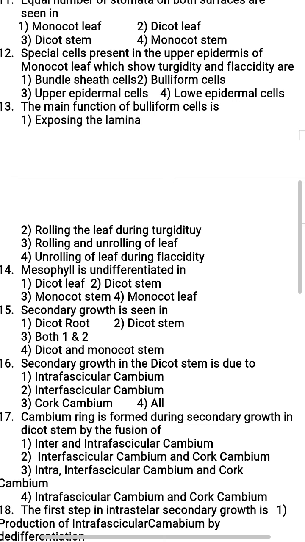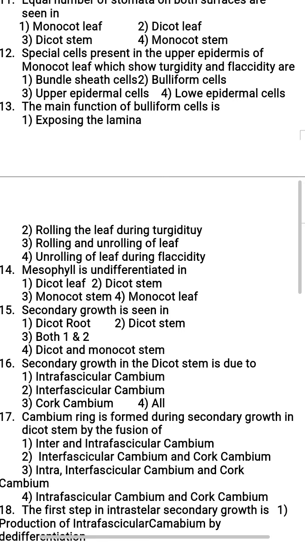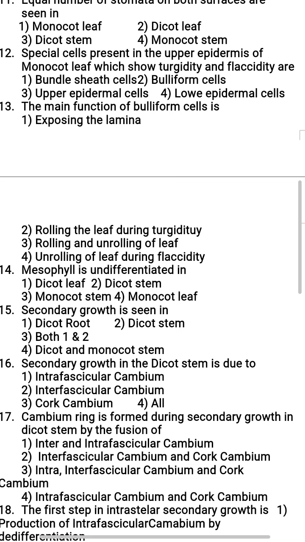Mesophyll is undifferentiated in option 1 dicot leaf, 2 dicot stem, 3 monocot stem, 4 monocot leaf. So let us see the correct answer for this question. Option 4 is correct, monocot leaf. So mesophyll is undifferentiated in monocot leaf. Let us see a small explanation for this question.